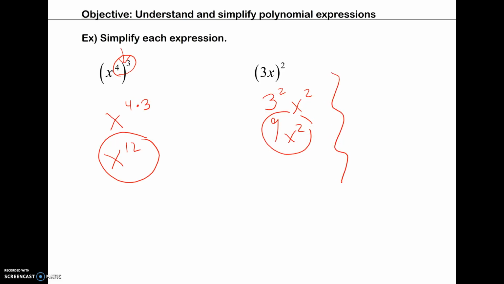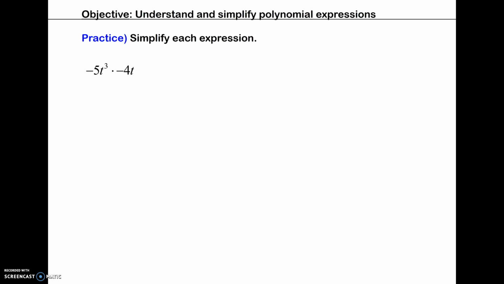Another way you can do it is by noticing that you're actually squaring something, so you're multiplying something twice. That would be 3 times 3, which is 9. x1 times x1, add the exponents, makes x squared. So either way, you're still going to get the same thing. Here's your first practice. I'll go ahead and pause it.